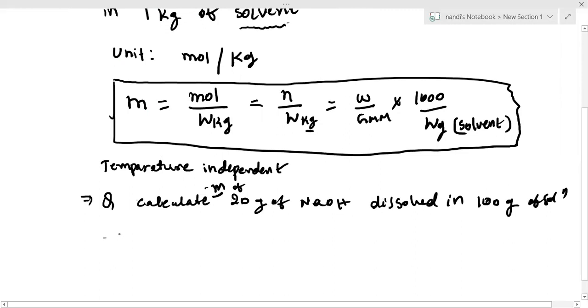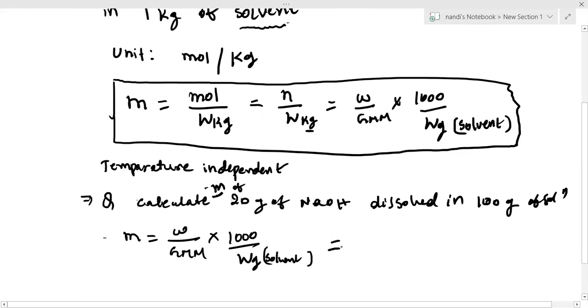So when you are solving, first write the formula: molality equal to given weight by gram molecular mass into 1000 by W grams of solvent. Now we can substitute here: weight of solute 20 grams, molar mass of NaOH is 40. I hope you know how to calculate. Na is 23 plus oxygen 16 plus hydrogen is 1. So total 40, into 1000 by, so how much do I need to substitute here?